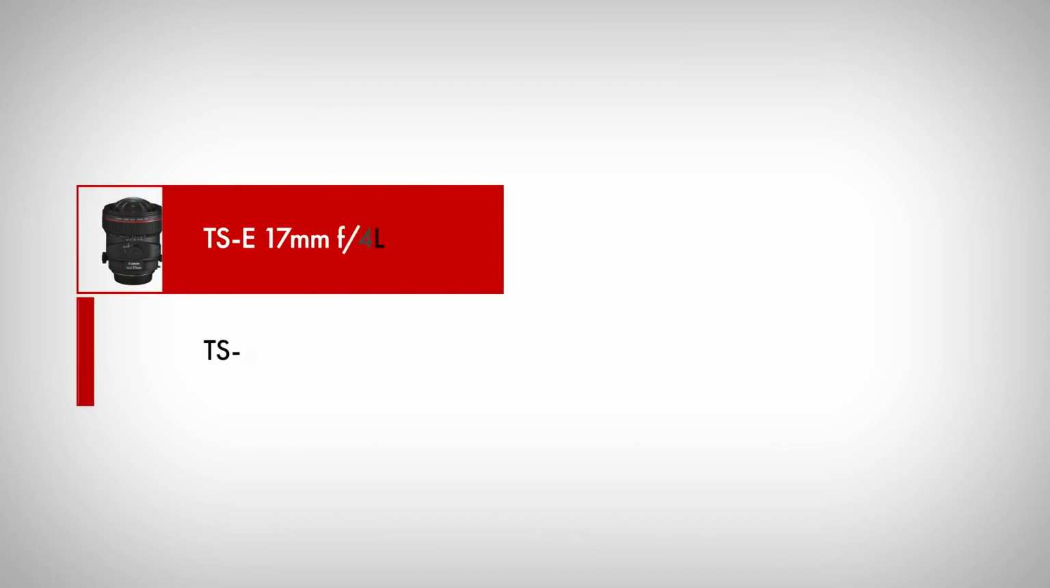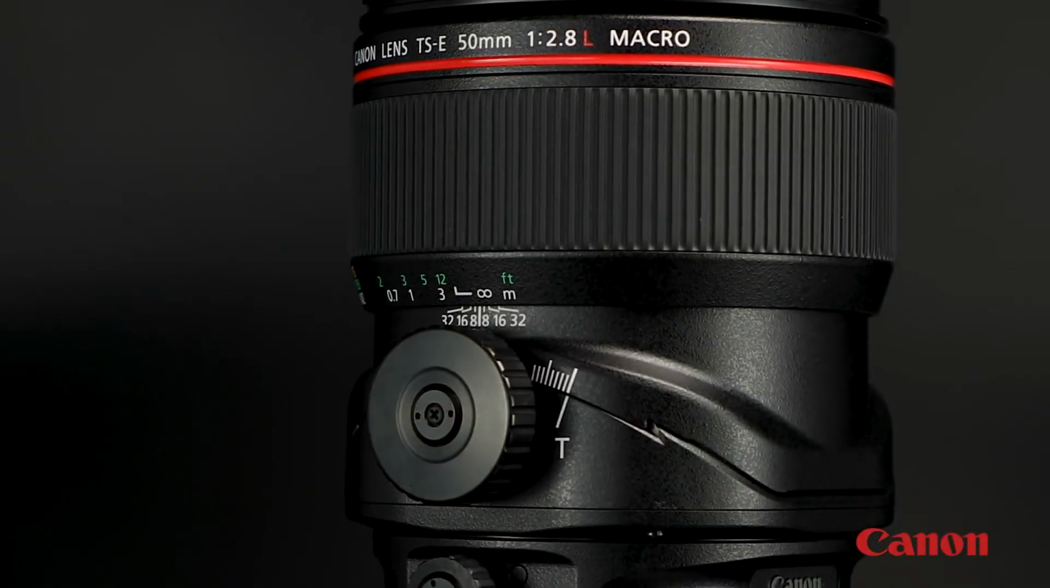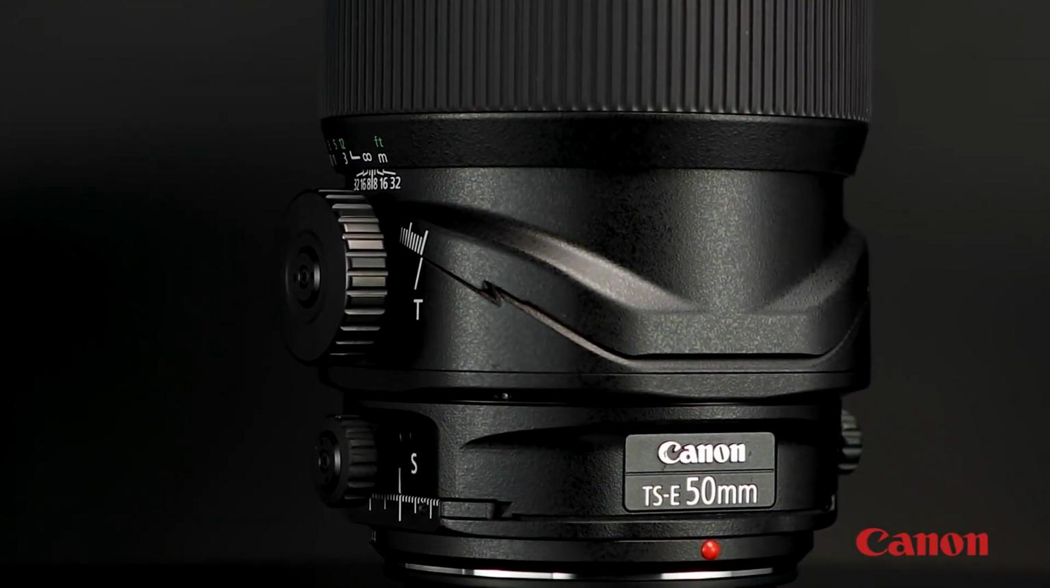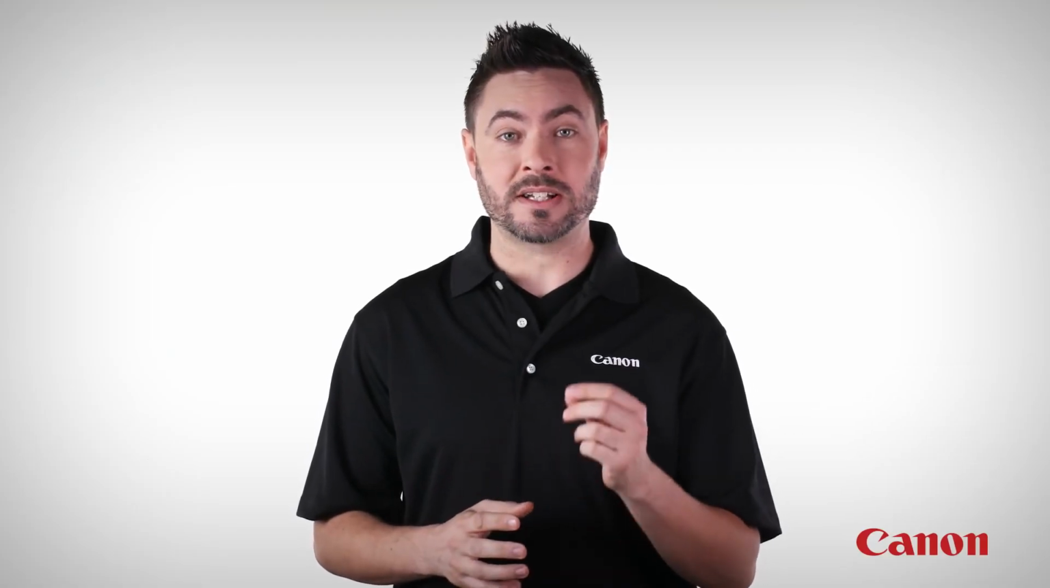Canon makes an entire series of TSE lenses, from a super wide 17mm lens to a strong 135mm telephoto version. They're all pro-grade L-series lenses with outstanding sharpness and strong, precise construction. Because of the optical nature of tilt-shift lenses, all Canon TSE lenses are manual focus lenses.